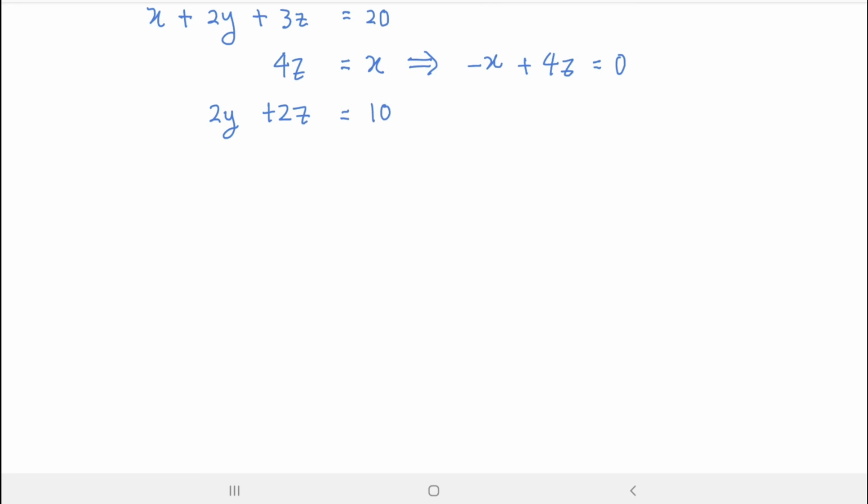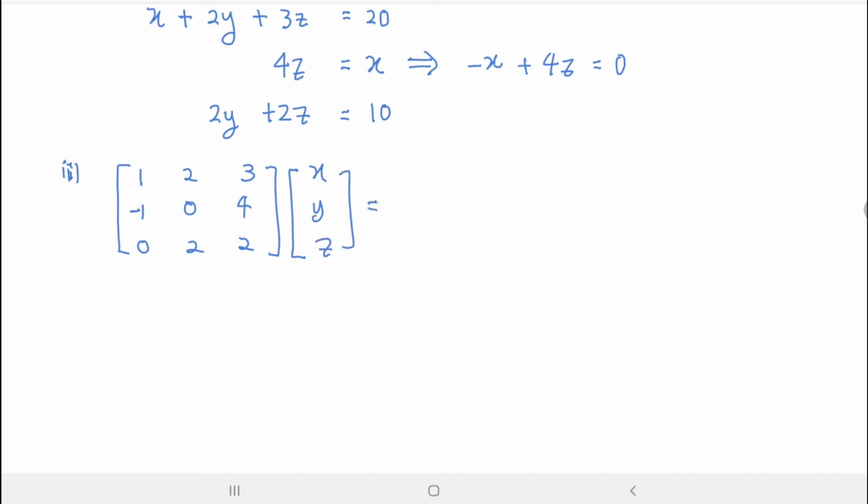Then for part 2, you transform the equation into a matrix equation. You will get 1, 2, 3, negative 1, 0, 4, 0, 2, and 2. Here is x, y, z. Lastly, here will be 20, 0, and 10. That is A, x, b.